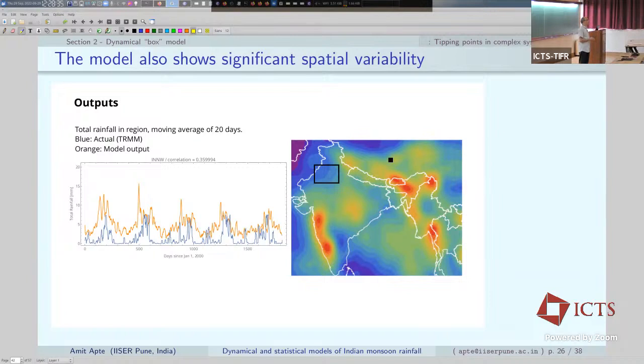The aim that they had was slightly different, but they also talk in terms of tipping points and critical transitions, as signals of the transition from non-monsoon to monsoon season. I didn't talk about that. So they're trying to do operational forecasting.